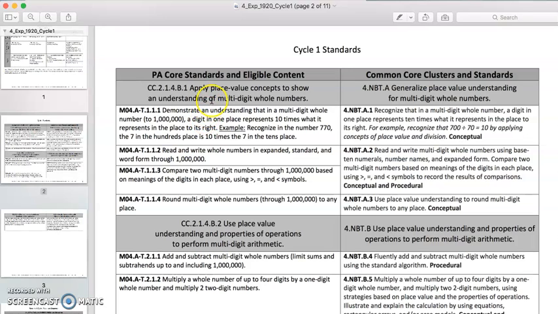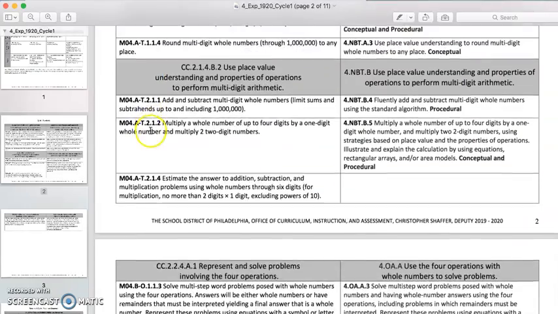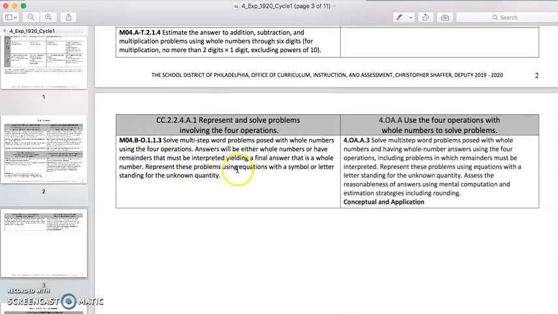PA Core standards are fairly broad, fairly general. It's hard to really understand what they mean in detail. So underneath each PA Core standard are aligned eligible content. Those eligible content help me to get a more detailed view and understand what that core standard means. So even though I only have 3 PA Core standards in cycle 1, I have 4, 5, 6, 7, 8 pieces of eligible content.